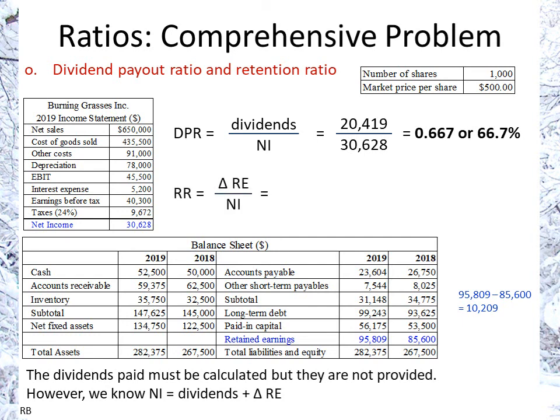Now the retention ratio is the change in retained earnings, which is the 10,209 we had, divided by the net income. And that will give us 33.3%, or 1/3. Whatever the ratio, the dividend payout plus the retention ratio will add up to 1, because every dollar of net income goes into either dividend payout or retained earnings.